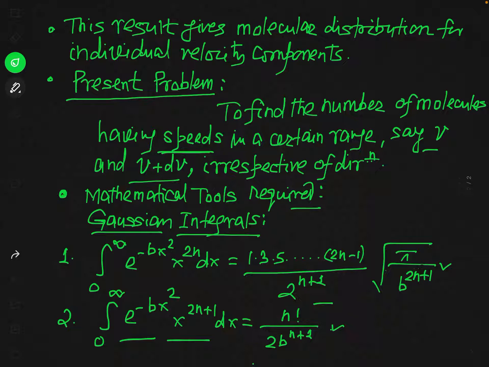So after this basic fact, now properly we are going to describe the law of distribution of molecular speed. As I have told you in the earlier lecture, we have discussed the law of distribution of molecular velocity. Now we are interested in finding the number of gas molecules having a speed in the range between v and v plus dv irrespective of direction, and how we can find it, we will see here.